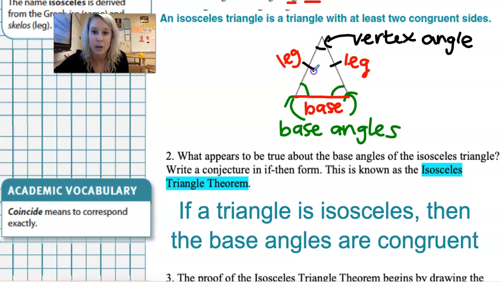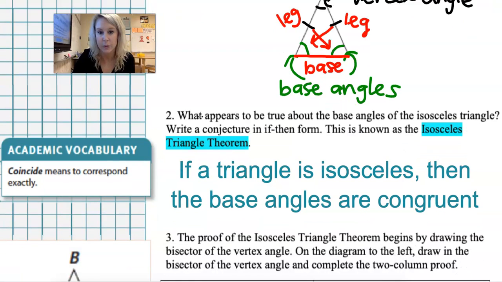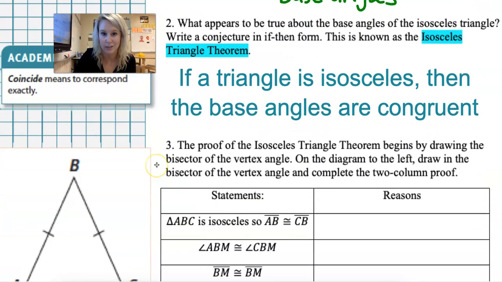Again, the base angles are opposite of the sides. For example, here is this tick mark, here is the angle opposite. So the base angles are located opposite of the side. Let me know if you have any questions on the isosceles triangle theorem. Otherwise, we're going to look at a proof of why it exists.